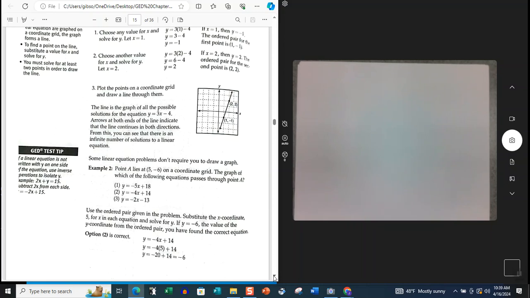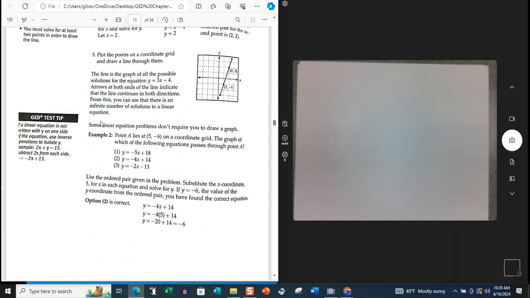So with that being said, we could go here, and it looks as though it was the second equation that worked. So we substitute in 5 for x. So you get negative 4 times 5, which is negative 20. Plus 14 will give you negative 6. So when x is 5, y is negative 6, and that was proven.